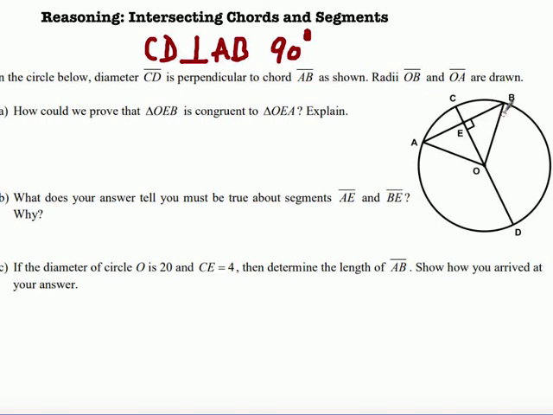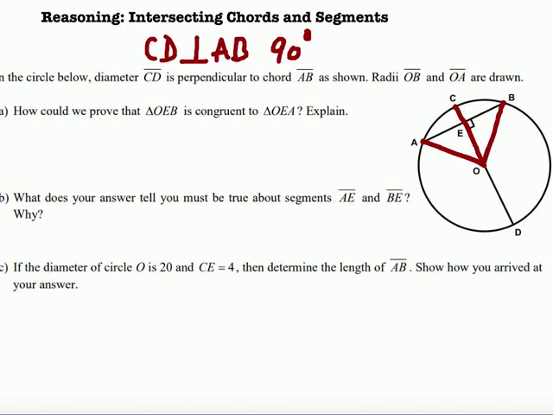So the radius is the distance from anywhere on the outer circle to the center. For example, from point B to the center of the circle, point O, that's a radius. This is also a radius from point A to the center, point O. This is also a radius from point C to point O. So any point we take on the circle, if we draw a line to the center, it's the radius.